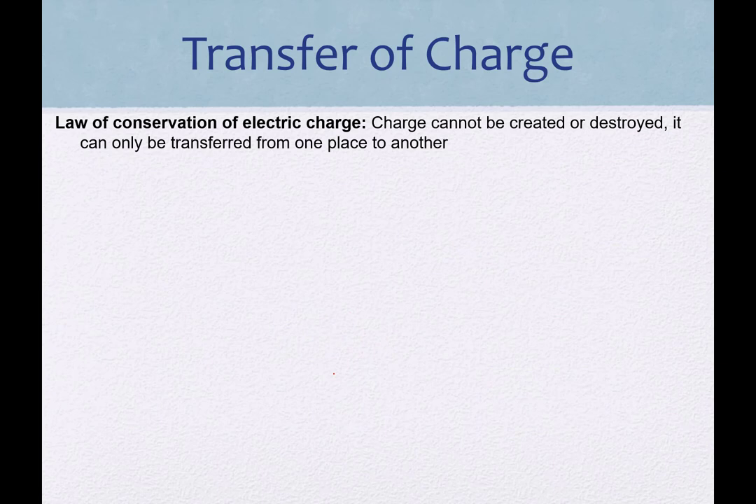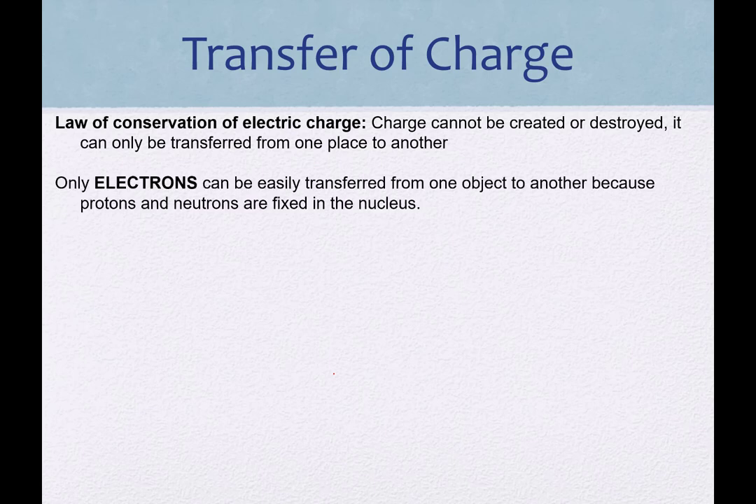Okay, so one important fundamental fact about electric charge is it cannot be created or destroyed. It can only be transferred from one place to another. The net charge in the universe is a constant. We also think the net charge is zero, but we can never create more charge out of nothing. That's an important fundamental fact.